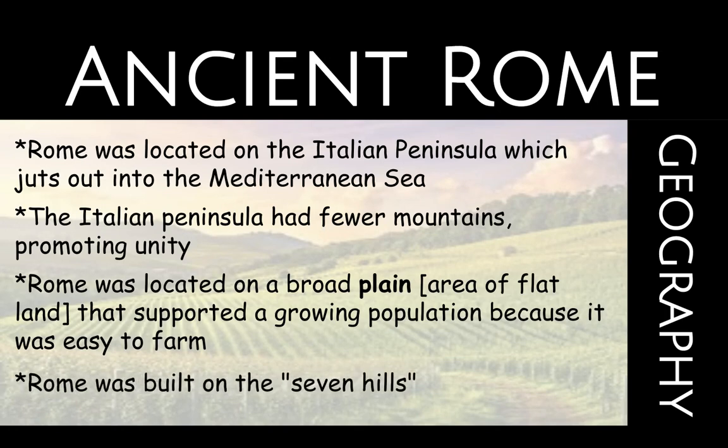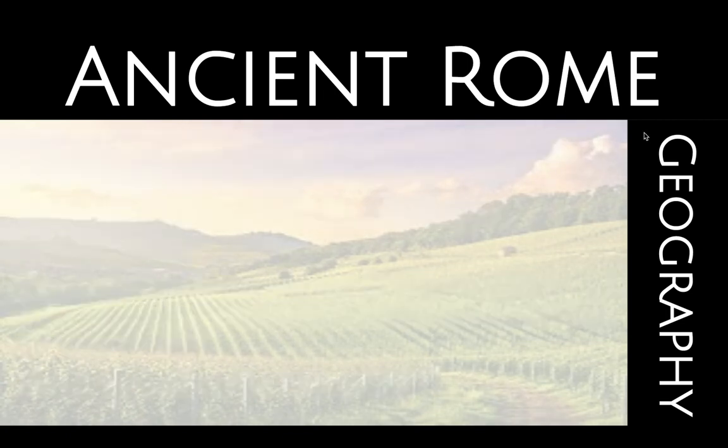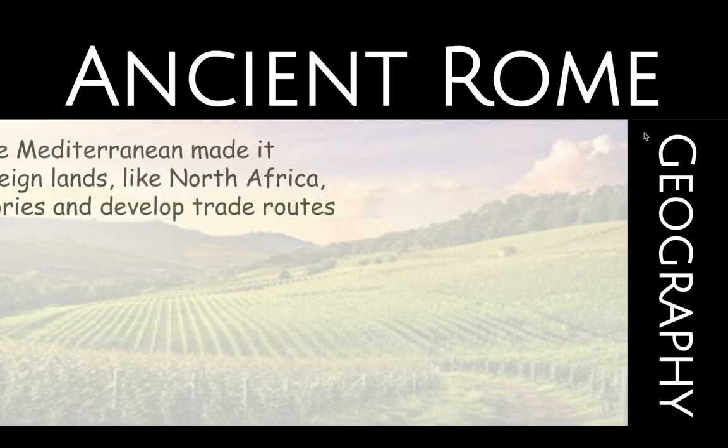The original Rome, the city, was built on these large 7 hills. And we'll see a little video. It talks about the 7 hills and how they united to form the original city of Rome.